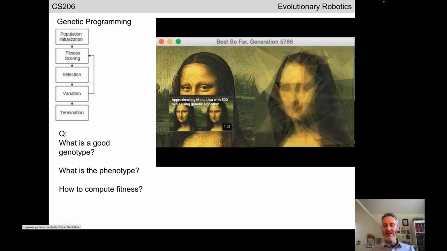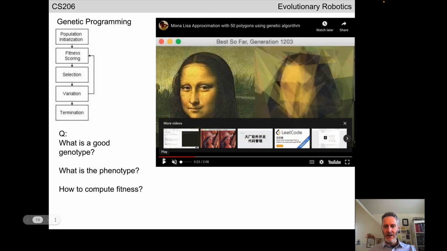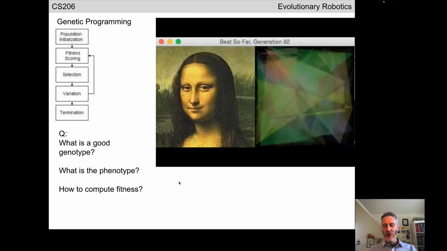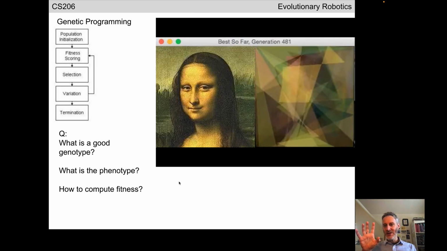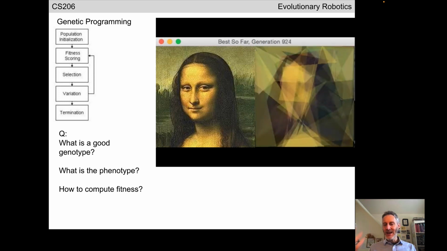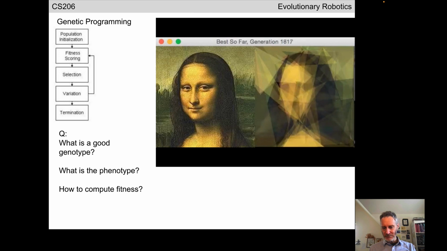So again, just to practice some of our new terminology. The genotype is the tree. It's the encoding of the candidate solution. And the phenotype is the thing produced by the genotype. In this case, the phenotype is an image. In symbolic regression, the phenotype is the equation itself.